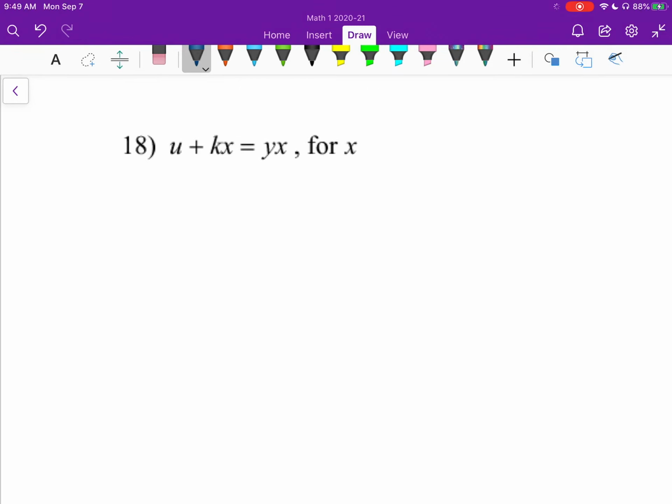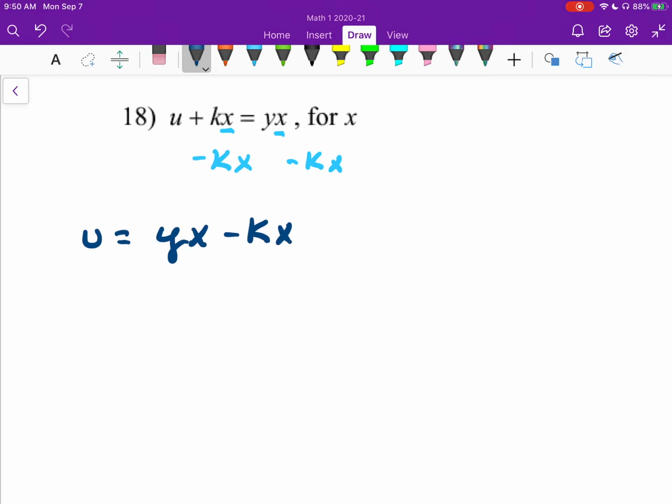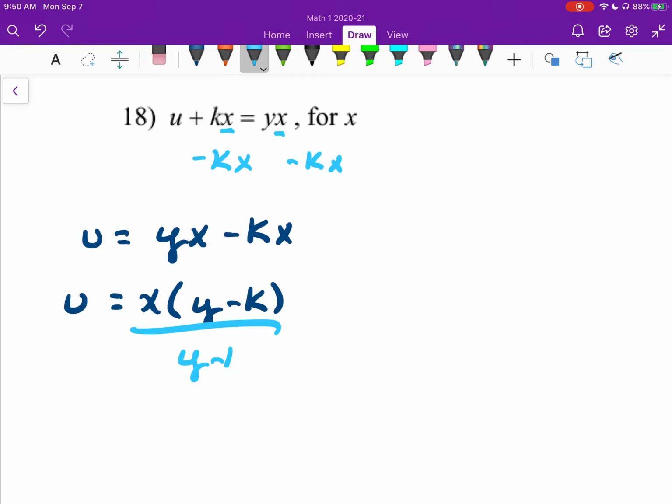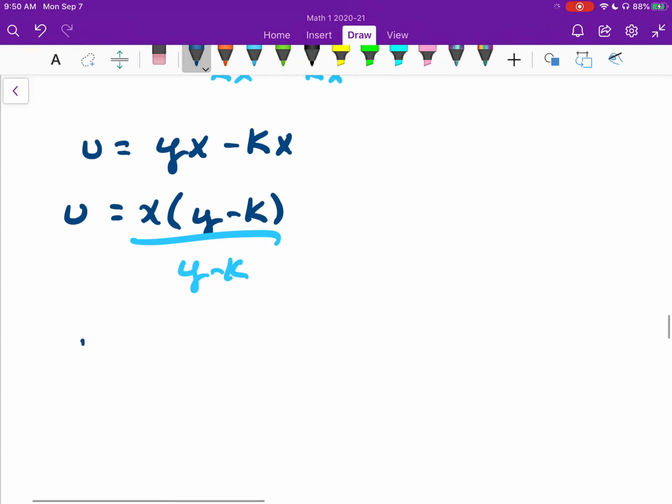I'm solving for x again. First thing to notice is there are two x's, so I need them on the same side and alone. So I'm going to subtract kx from both sides. I get u equals yx minus kx. I can factor, otherwise known as undistribute, an x, so y minus k. And then last up, I can divide by y minus k. So I get u over y minus k equals x.